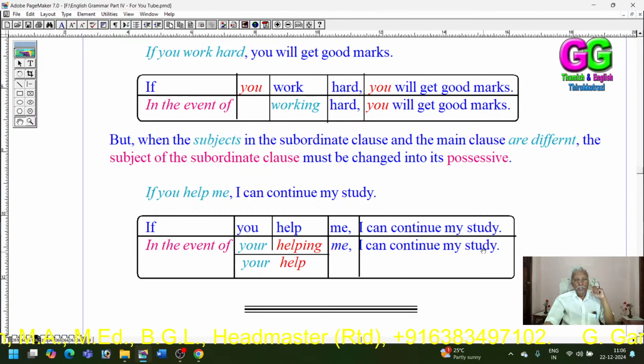My children, here one thing. You see, regarding the word help, help can be used as a verb as well as a noun here. So you can write it as you are helping or your help, because help plays two parts, verb and noun. So you can write either you are helping or your help. Both are right.